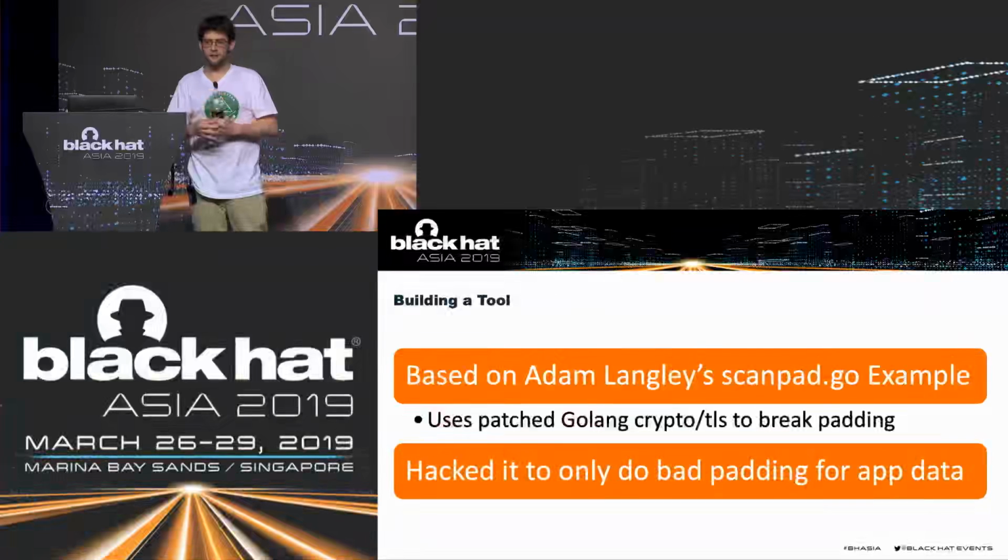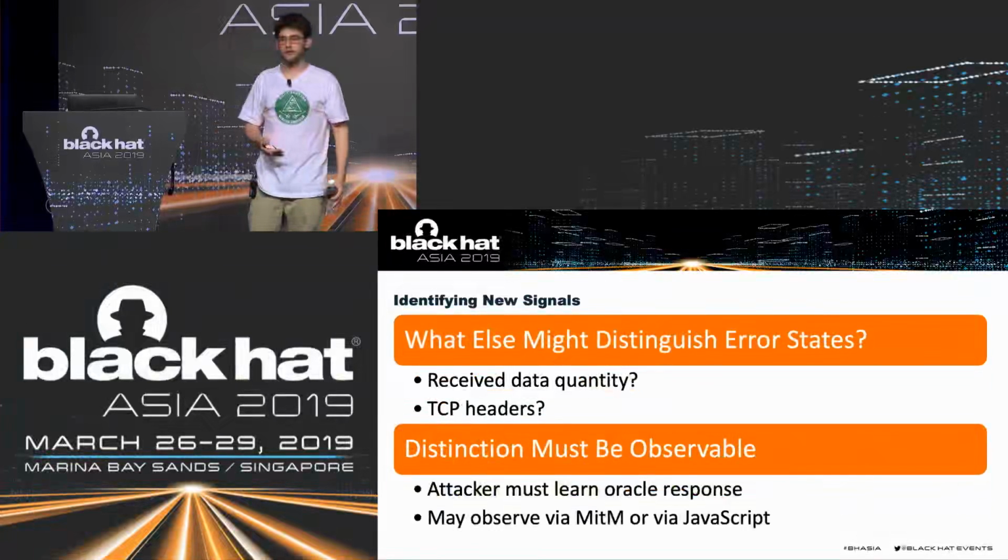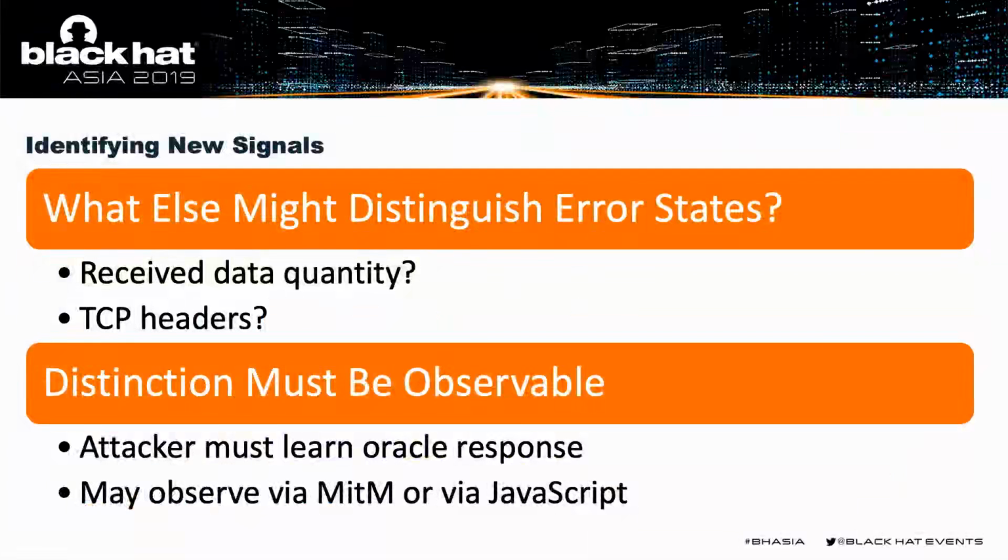The next thing that I was thinking about is how to distinguish the different error states. One of the things we looked at in ROBOT was the amount of data that was coming back. Some servers would send 2 TLS alerts rather than 1 TLS alert for certain errors. And also it's possible, like with POODLE, that you're going to get data back even though there were padding errors, and that's going to tell you something. And another big one is TCP headers.